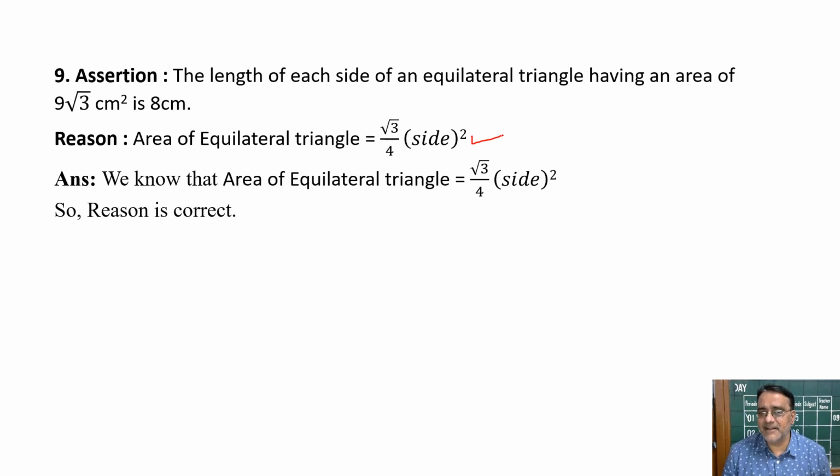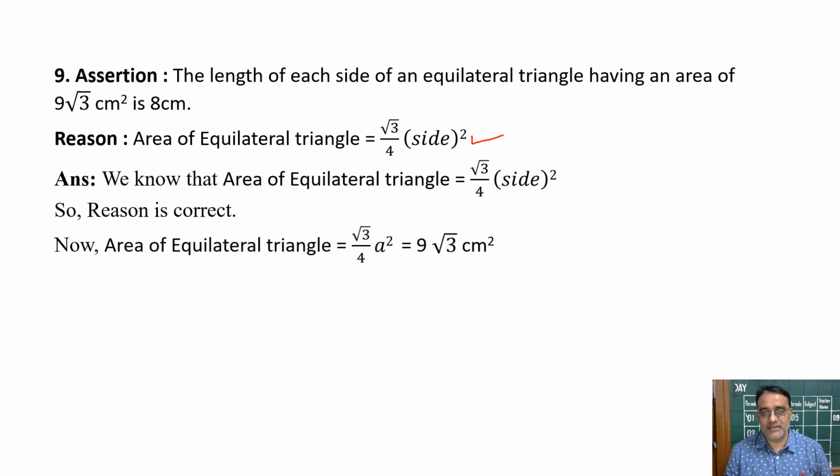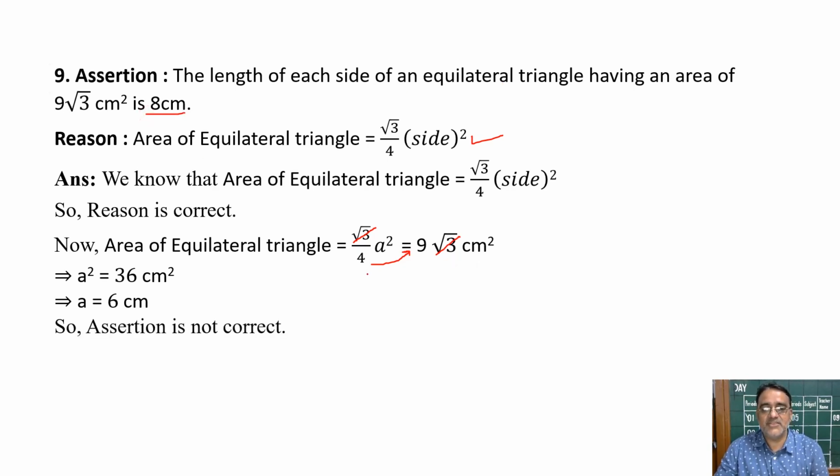Area of equilateral triangle, that is root 3 upon 4 a square, and that is equal to 9 root 3. Okay. So see, root 3 will be cancelled, and we'll get a square is equal to 9 into 4, 36. So what is the value of a? 6. 6 centimeter. So is the assertion correct? No, sir. So the assertion is not correct.